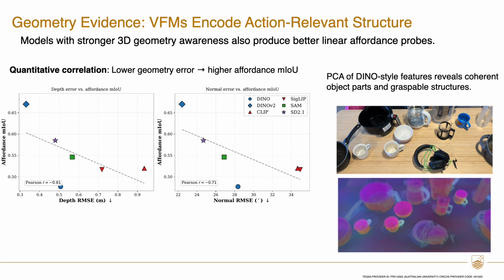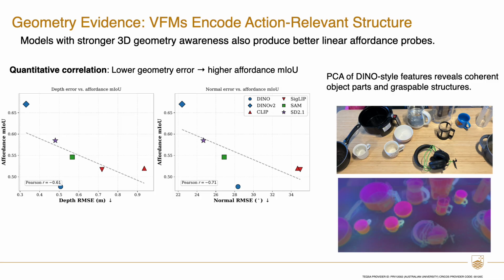We first study the geometry side. If geometry is important for affordance, the models with stronger 3D geometry awareness should also support better affordance prediction. On the left, we compare depth and normal estimation error with affordance performance. From linear probing, we observe a clear trend. Models with lower geometry errors tend to achieve higher affordance performance.